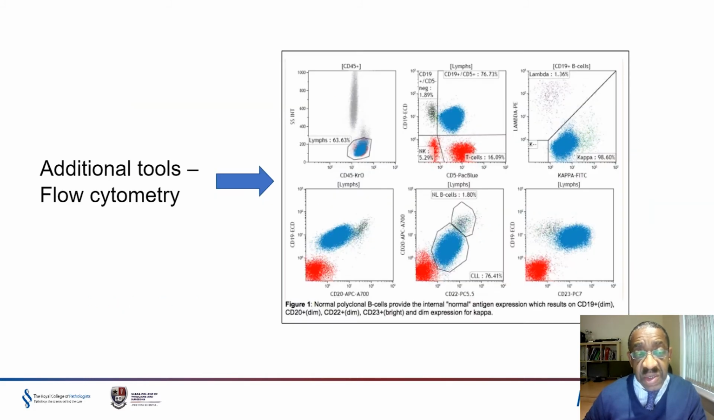An additional tool is flow cytometry. It uses a particular technique to identify a population of interest. These cells are resolved by their expression of particular markers unique to cells.